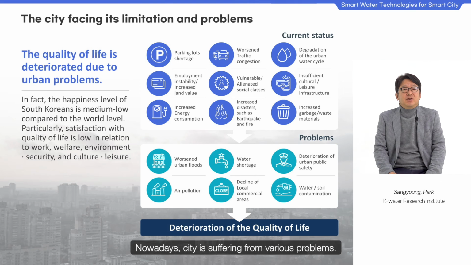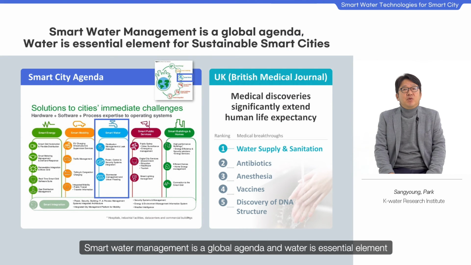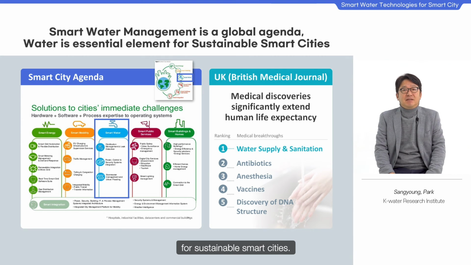Nowadays, cities are suffering from various problems. The quality of life is deteriorated due to those urban problems. Worsened urban flood, water shortage, urban public safety, and air pollution have led to deterioration of quality of life. Smart water management is a global agenda, and water is an essential element for sustainable smart cities.